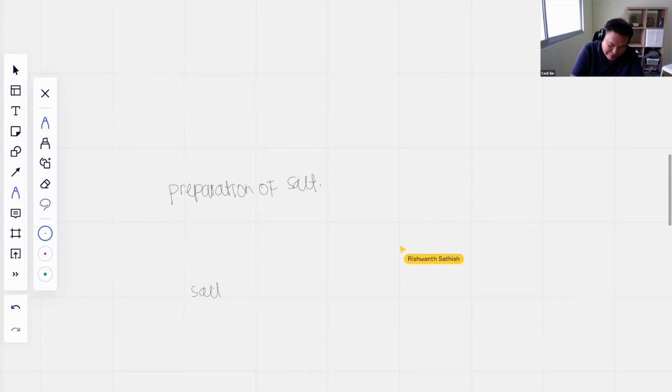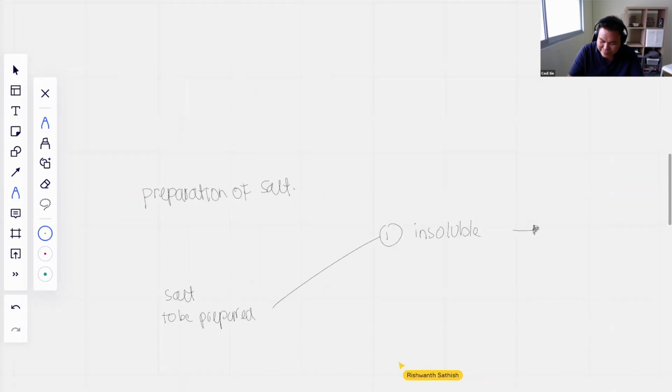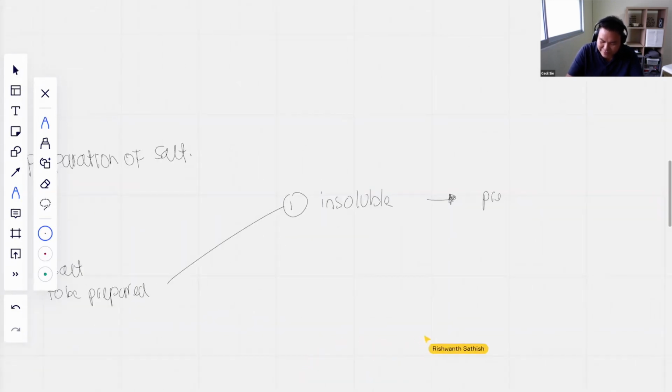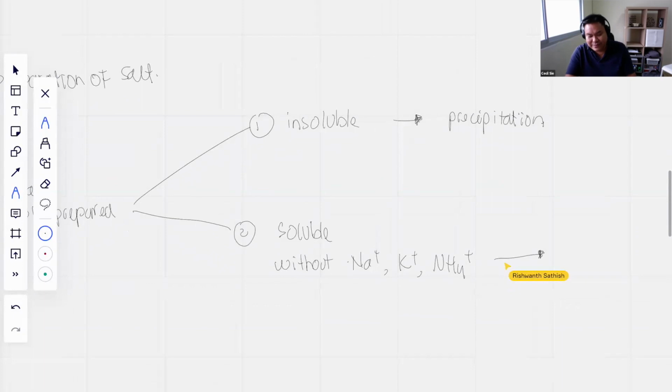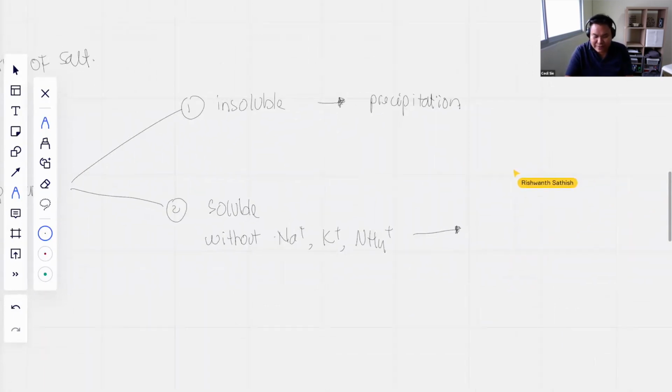You have a salt to be prepared. Number one is insoluble. What method do you use? Precipitation. Number two, soluble without the spar salt. And what I mean by spar is this thing. What method do you use? Metal plus carbonate. This is called the excess solid method.